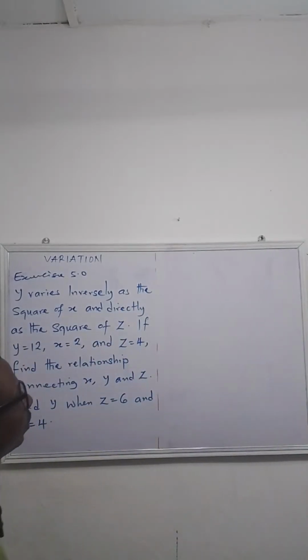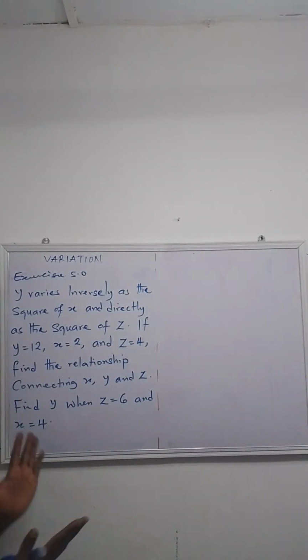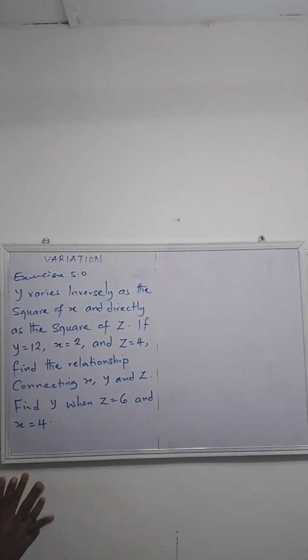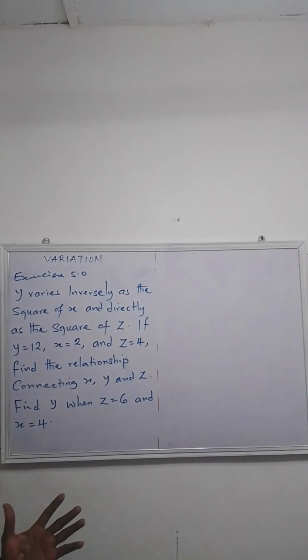This question is under joint variation. Let's see how we solve this type of problem. Now let's read. Y varies inversely as the square of x and directly as the square of z. Now, if y is 12, x is 2, and z is 4, find the relationship connecting x, y, z, and find y when z is 6 and x is 4.